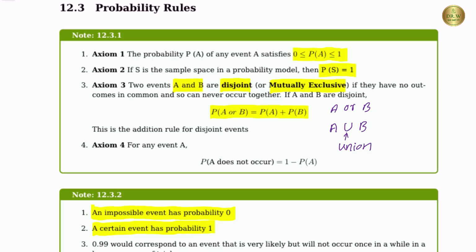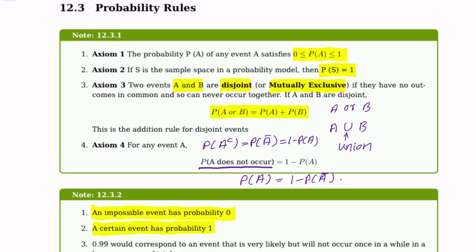Axiom 4. For any event A, probability of A does not occur equals 1 minus probability of A. Probability of A does not occur, we can use this notation or we can use this notation. So both mean A does not occur. Then this equals 1 minus probability of A. It is clear that we can write probability of A equals 1 minus probability of A complement.